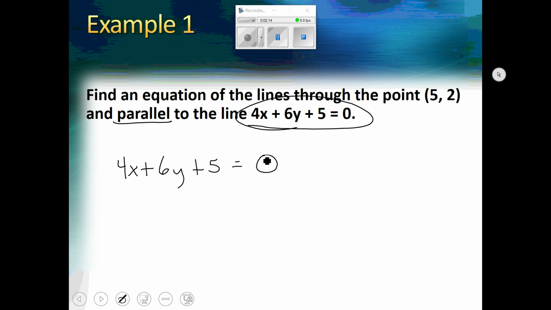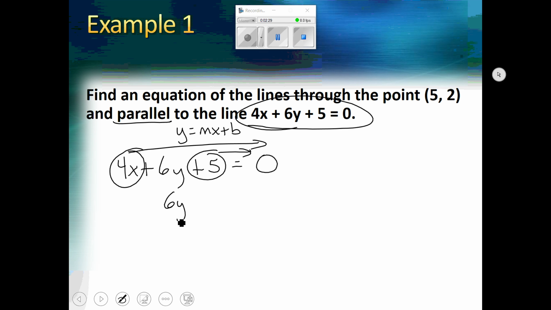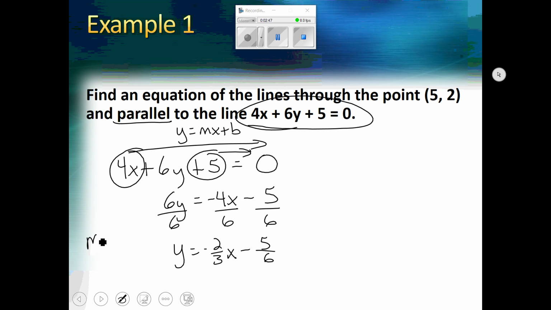And you can't tell me right now. You can only tell me the slope of the line when it's in y = mx + b. So we're going to have to solve for y. So I'm going to move this over. I'm also going to move this over. So I'm going to have 6y = -4x - 5. And then I'm going to divide by 6. So y = -2/3 x - 5/6. So we know this has a slope of -2/3. So if it's parallel, that means our slope is going to be -2/3.